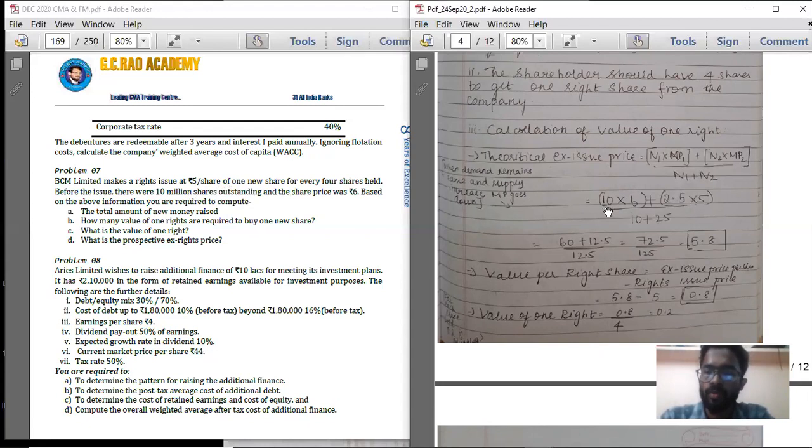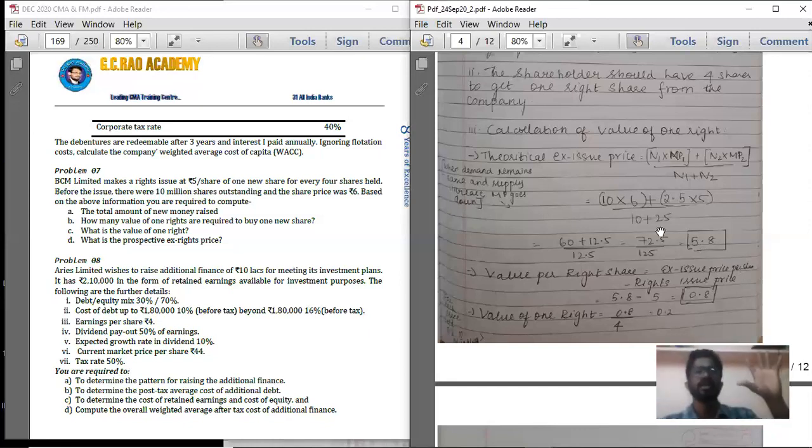So N1 into MP1 plus N2 into MP2, divided by N1 plus N2. Below that, equal to open a bracket 10 into 6, close the bracket, plus open a bracket 2.5 into 5, close the bracket, divided by 10 plus 2.5. 10 into 6 is 60, plus 2.5 into 5 is 12.5, divided by 10 plus 2.5, that is 12.5. So 60 is the market value of shares before right issue, and 12.5 is the value of the right issue shares. If you add both, that is 72.5, divided by total shares, 10 million plus 2.5 million, that is 12.5. If you divide both, you are getting 5.8. So the theoretical ex-issue price is 5.8.